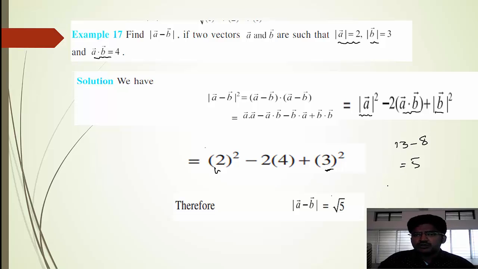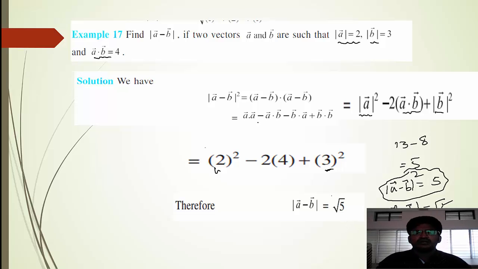So the magnitude of vector A minus vector B whole square is equal to 5. If I apply square root on both sides, it will be mod of vector A minus vector B is equal to root 5. Okay. See this. Magnitude of vector A minus vector B whole square is equal to 5. If I take square root on both sides, it will be mod of vector A minus vector B equal to root 5. Clear, students? Okay.